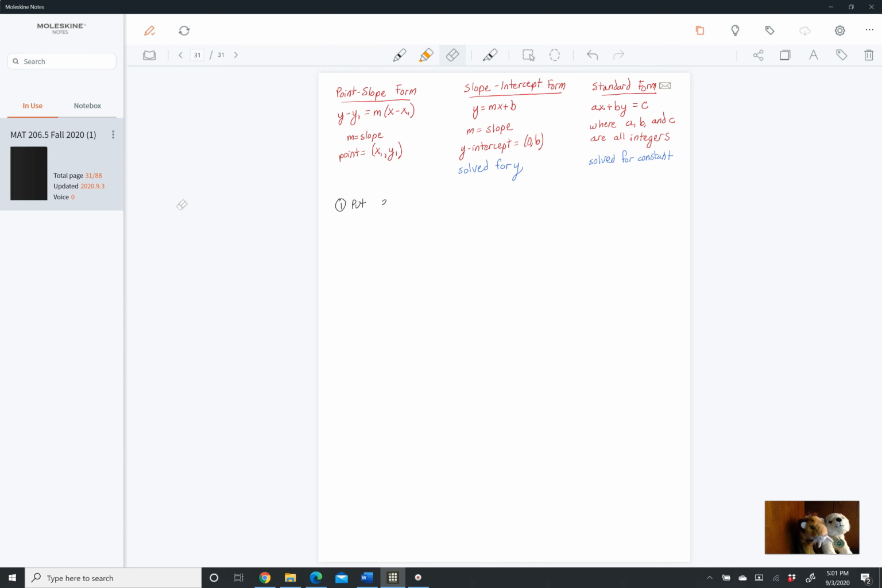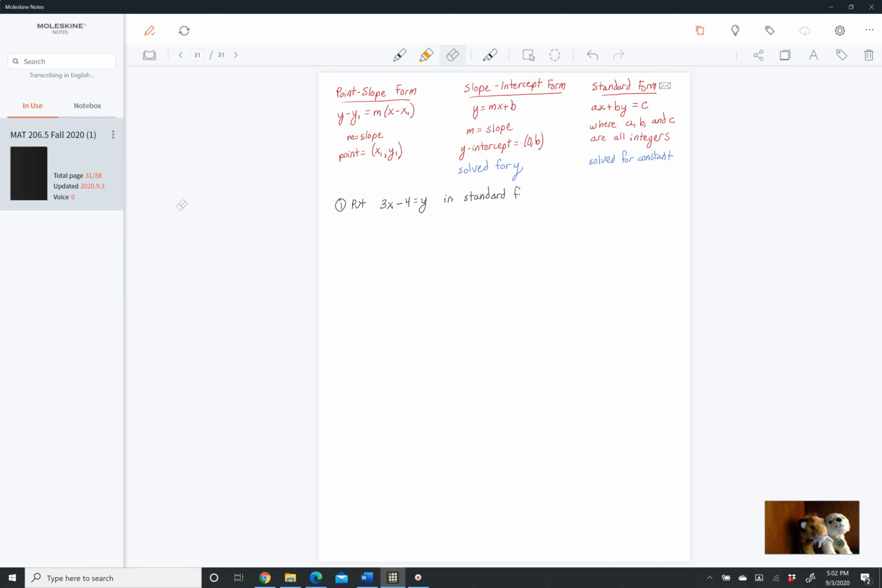Let's say that we have 3x minus 4 is equal to y. Sorry, I put the y on the other side. In standard form. So we can never, it's never going to say put it in slope-intercept form. You can't, sorry, in point-slope form. You cannot do that. Notice point-slope form is not solved for y. It's not solved for a constant.